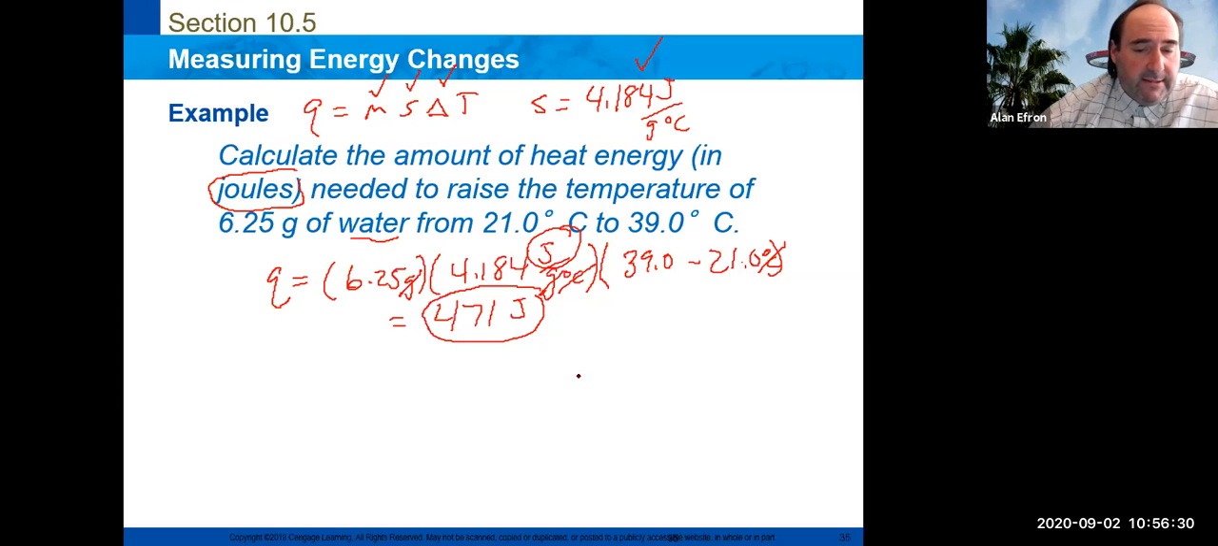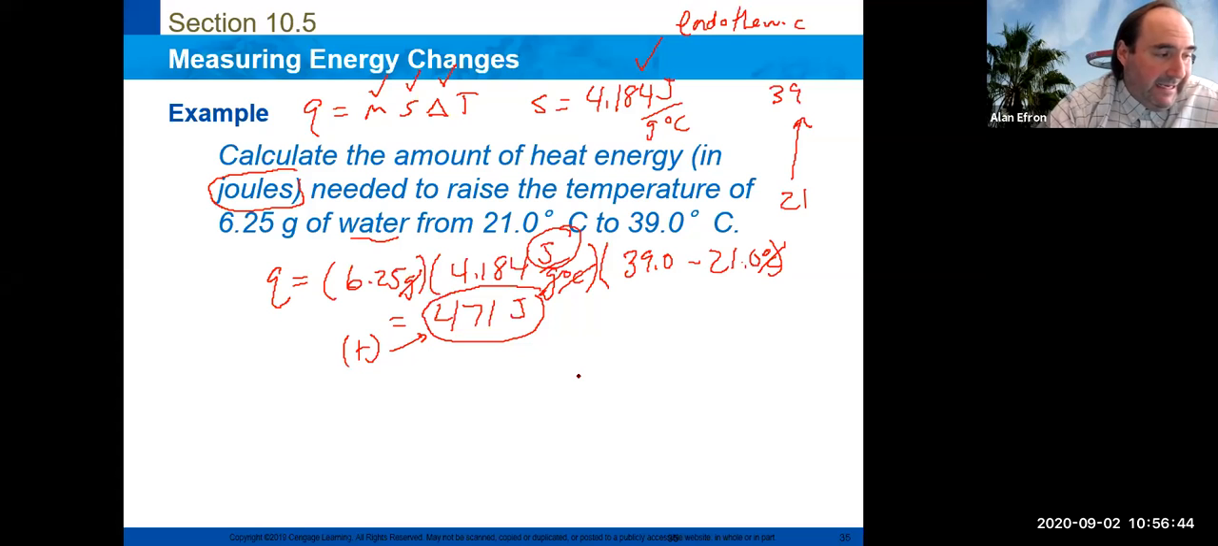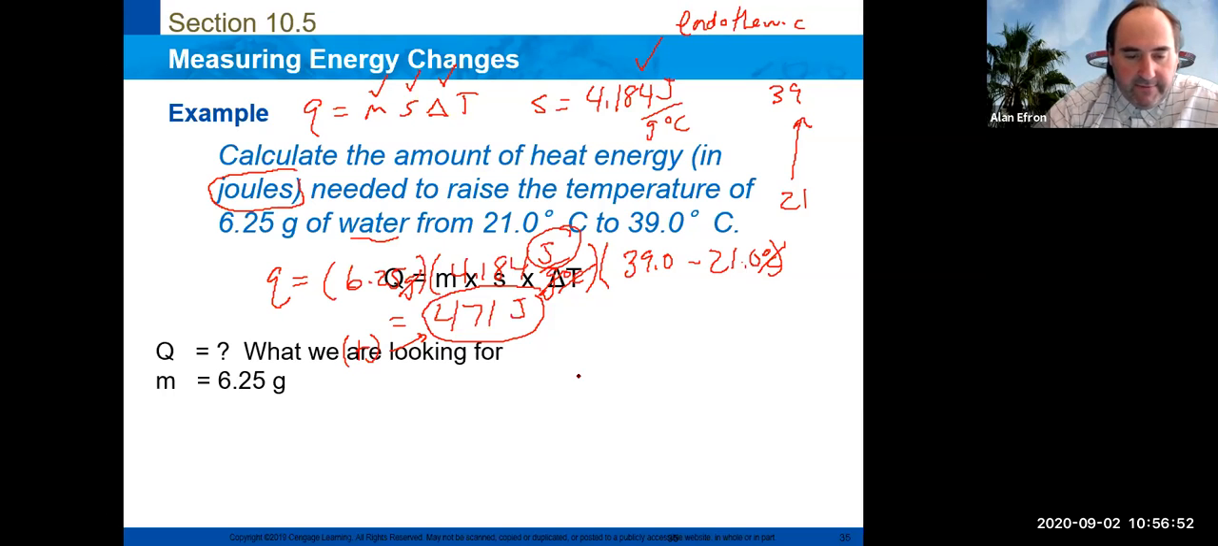Also, we see that the temperature went from 21 and increased to 39, which would imply that this should be endothermic. And we do see a positive value here for Q, which also tells us that it is endothermic. So all that does make sense, in terms of the sign and everything that's going on with this one. All right, so hopefully they agree with me.